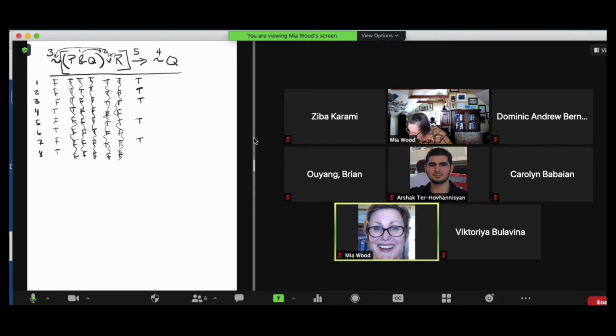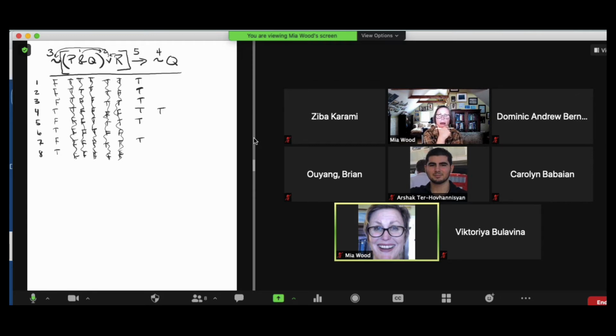So we need rows 4, 6, and 8. So one thing we can do is just generate the not Q values for rows 4, 6, and 8. So on row 4, Q is false, which means that not Q is true, which means that the conditional is true.